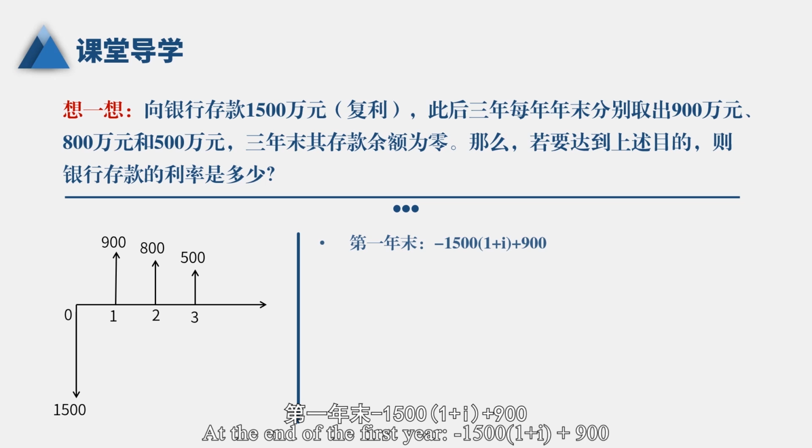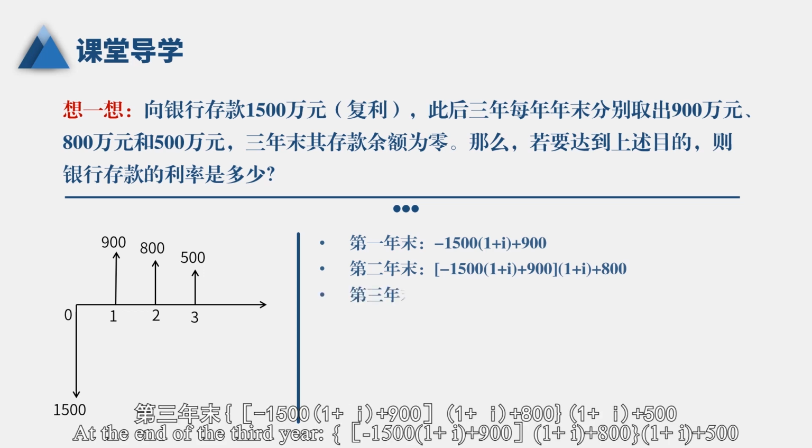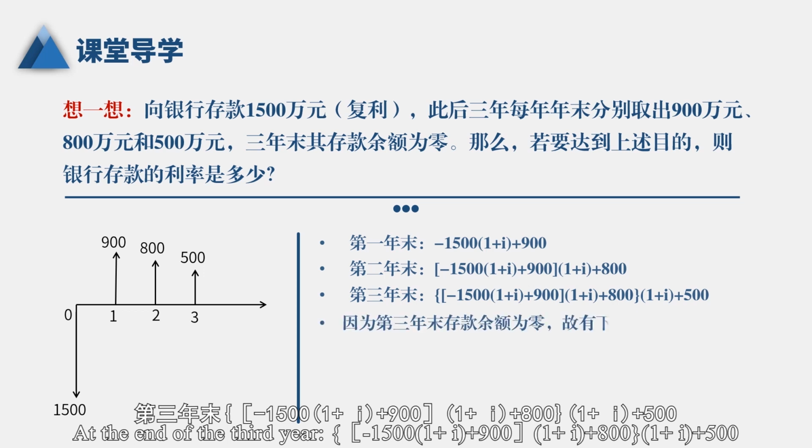At the end of the first year: minus 1500 multiplied by (1 plus i) plus 900. At the end of the second year: [minus 1500 multiplied by (1 plus i) plus 900] multiplied by (1 plus i) plus 800. At the end of the third year: {[minus 1500 multiplied by (1 plus i) plus 900] multiplied by (1 plus i) plus 800} multiplied by (1 plus i) plus 500.